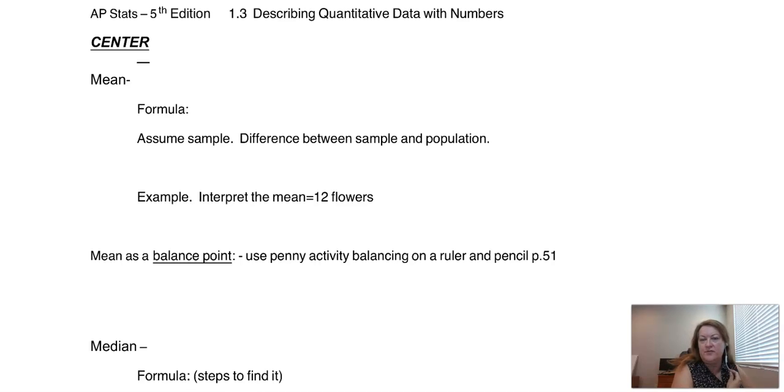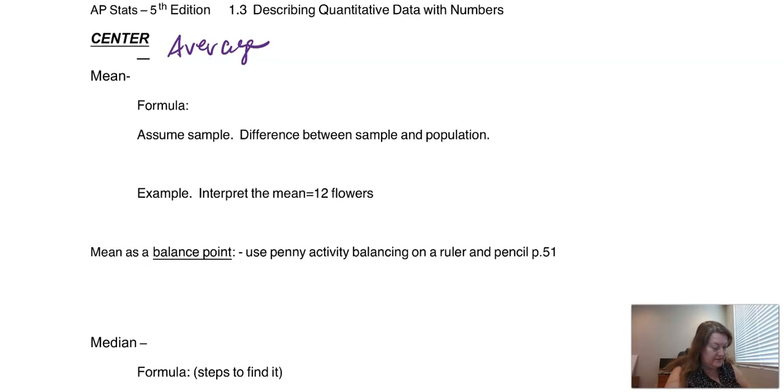All right, these are our notes for stats 1.3, describing quantitative data with numbers. So how do we talk about numbers? In the first one, we're going to talk about mean, which should be familiar to you. Mean is the average of something.